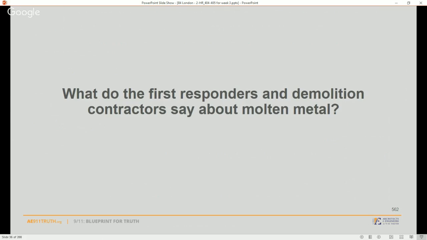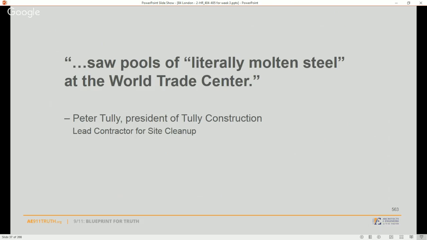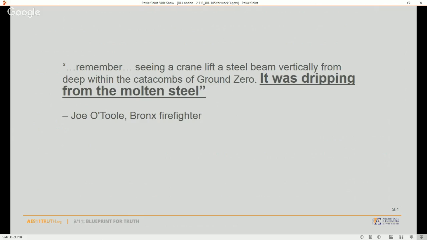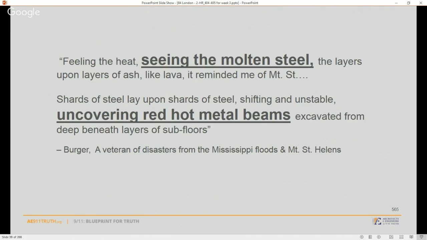Well, what do the first responders and the demolition contractors say about this molten metal? Well, Peter Tully, the president of Tully Construction, the lead contractor for the site cleanup, says he saw pools of literally molten steel. Wow, where did that come from? It was dripping from the molten steel, says this firefighter, this beam. Seeing the molten steel, uncovering red hot metal beams, says this veteran of these other disasters and first responder.